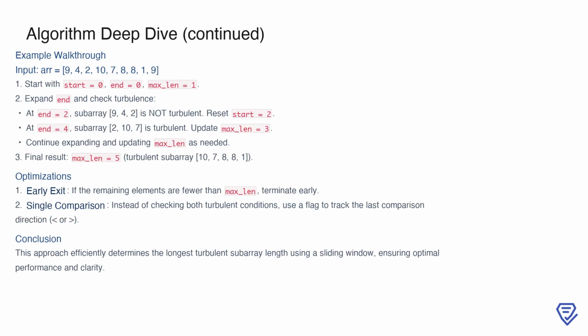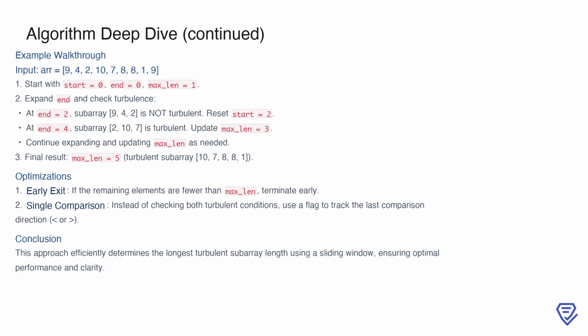To understand this process better, consider the example array arr equals 9, 4, 2, 10, 7, 8, 8, 1, 9. Initially, we start with start equals 0, end equals 0, and max_len equals 1. As we expand the end pointer, we check the turbulence condition at each step. For instance, at end equals 2, the subarray 9, 4, 2 is not turbulent, so we reset start to 2. Then, at end equals 4, the subarray 2, 10, 7 satisfies the turbulent condition, and we update max_len to 3. Continuing this process, we eventually find that the longest turbulent subarray is 10, 7, 8, 8, 1 with a length of 5.